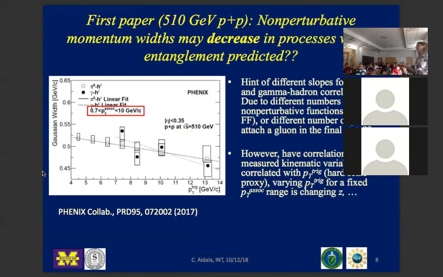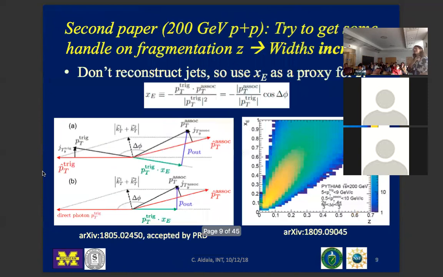However, working with this in pp, we have correlations among the measured kinematic variables. So our x values are actually correlated with our trigger values, PT trig, our hard scale proxy. Varying PT trig, our hard scale proxy, for a fixed associated hadron PT range is also changing your fragmentation z. And so we did not have a handle on these.